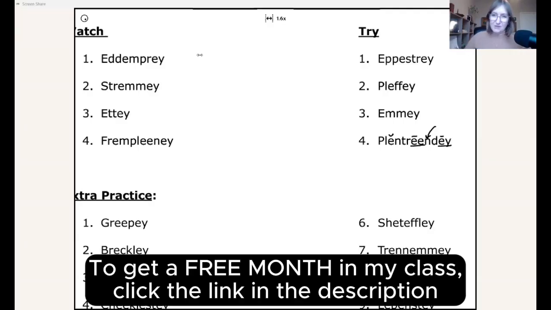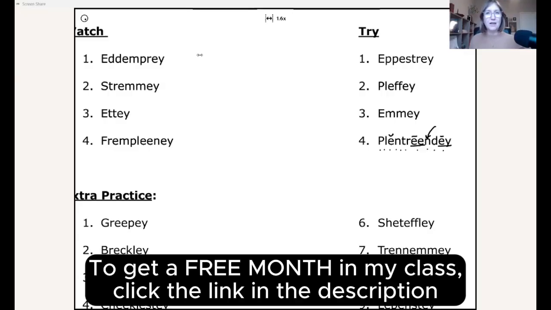So this E is going to say eh because of the tap 2 rule. This EE and this EY both say E, just spelled differently because of where they are in the word. So our sounds are P, U, E, N, T, E, N, D, E. Now that's a lot of sounds.